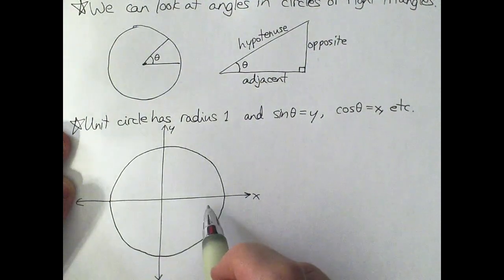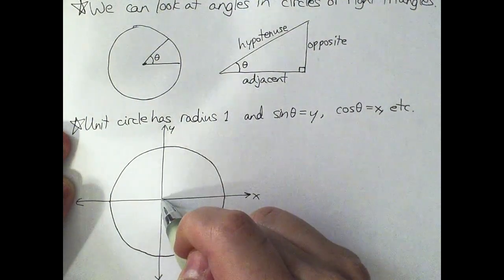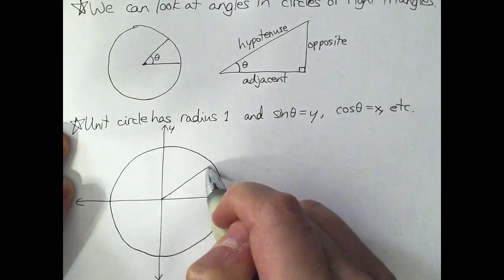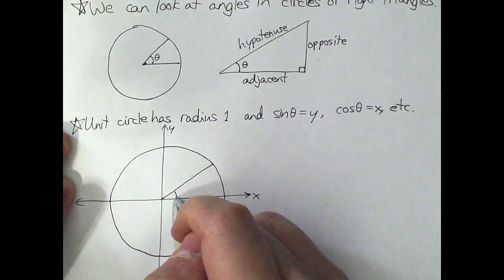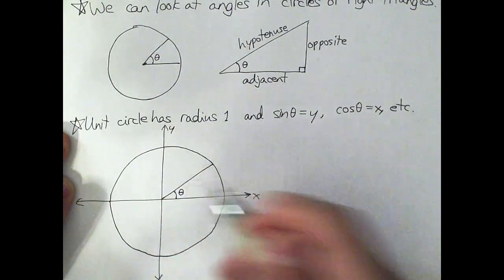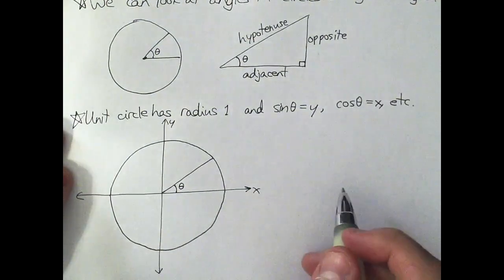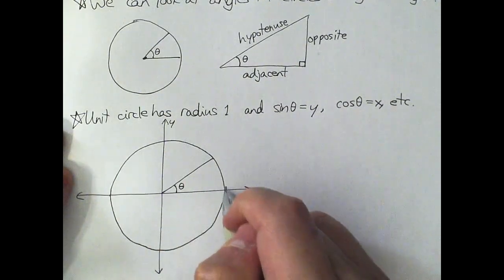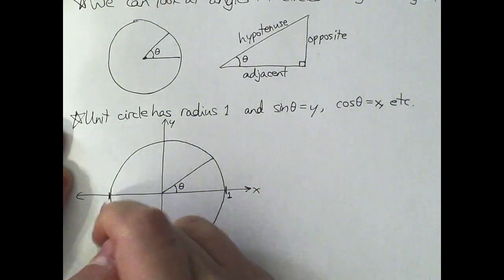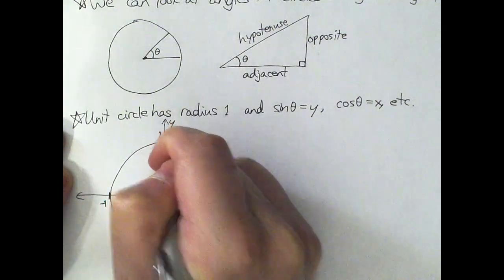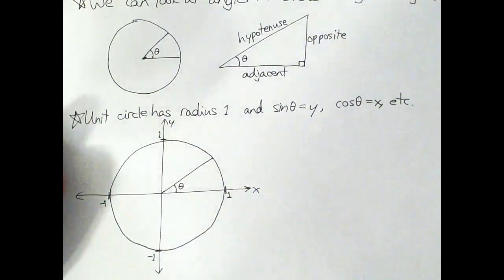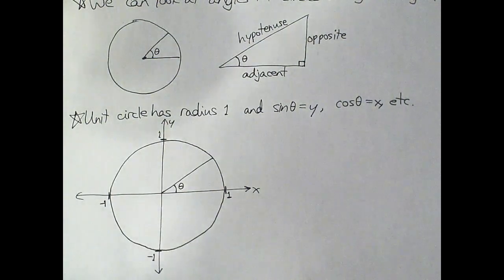So what if I drew an angle like this, and I call this theta? It's the unit circle. So here, I'll go ahead and mark this as 1, -1, 1, -1, right? Okay, let's start with this. So we start with this picture, but I'm going to add to this picture. All we have here right now is a unit circle with an angle in it.